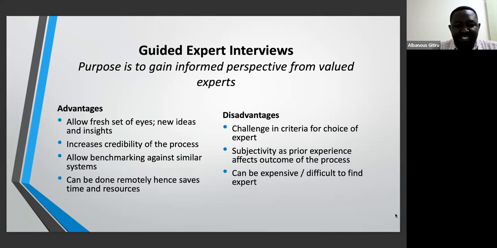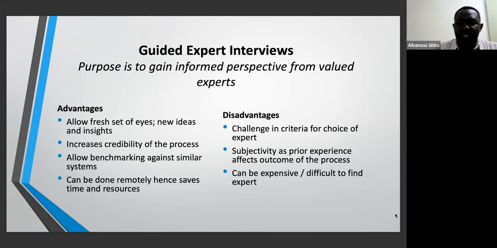One of the advantages is that it allows a fresh set of eyes, new ideas and new insights that you're getting from the experts. It also brings credibility to the process, that this is a person who has been in this field for a long time, and the kind of perspective that he's giving you is credible perspective. And it also allows for benchmarking against other similar systems, and can be done remotely. Hence, you can save time and resources.